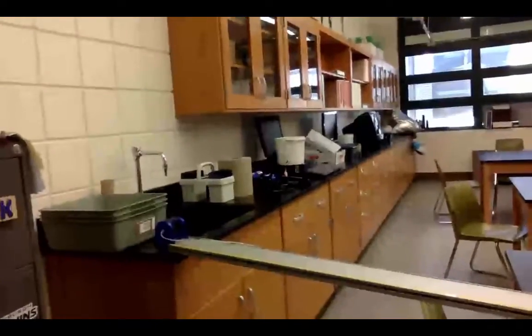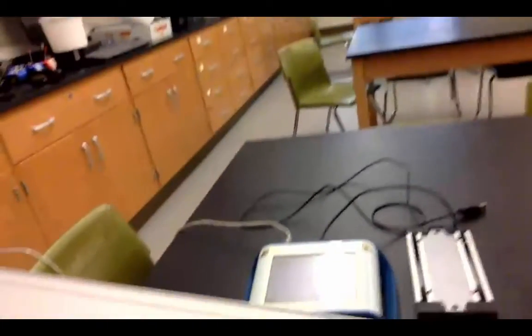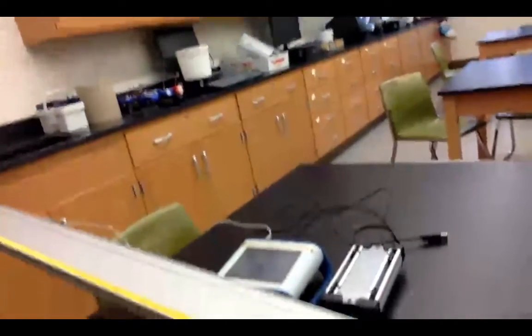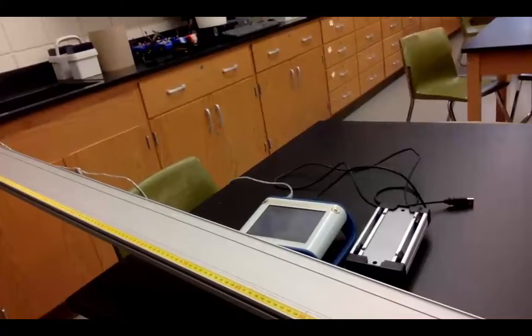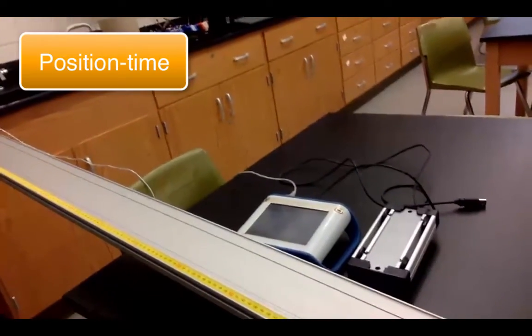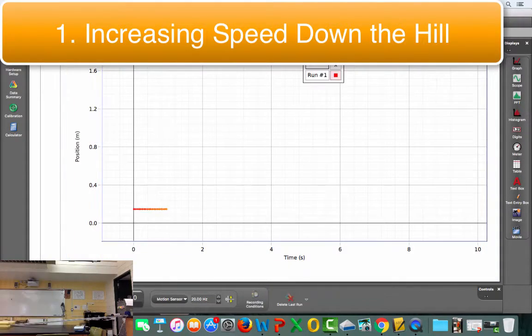So this is going to be our setup. Our setup is a track inclined at an angle. We've got the motion sensor at the top end of the track plugged into our Spark, and this cart will roll up and down the ramp. So each trial we're going to do what the worksheet tells us to do and go from there to see the position, velocity, and time graphs. Here's scenario 1, increasing speed in the positive direction.